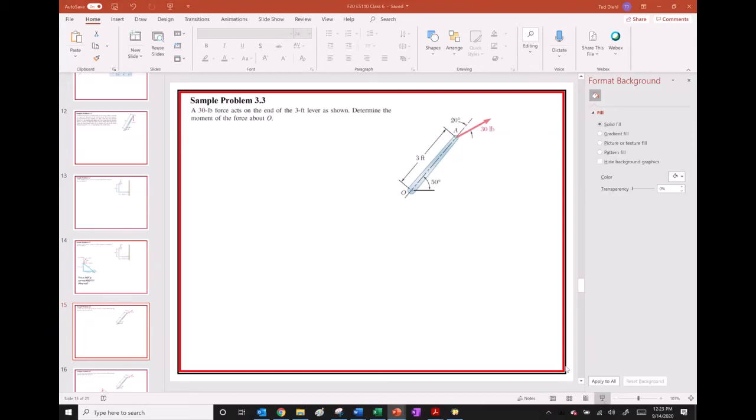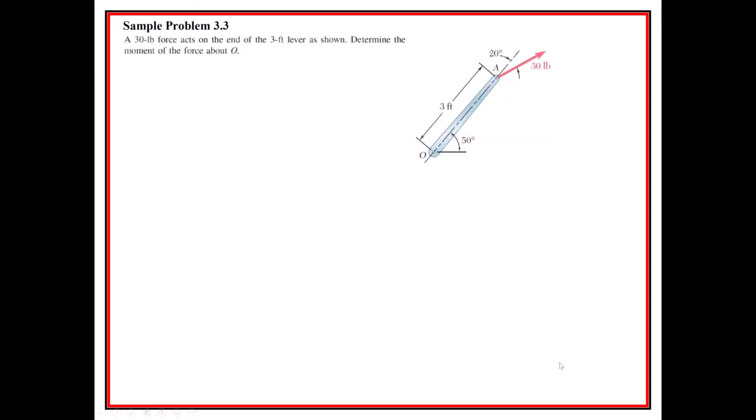All right, so this is continuing on with class 6, and this is sample problem 3.3. And once again, I'm going to get the reactions instead of the equivalent moments. So the sample problem in the book shows you equivalent moments. Here we're going to do the reaction.